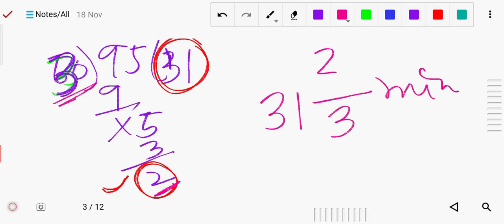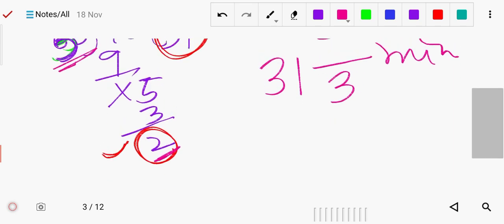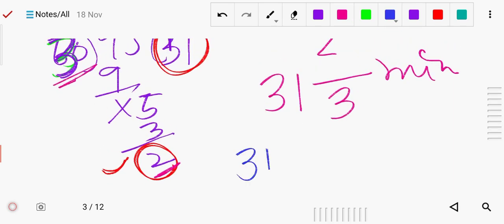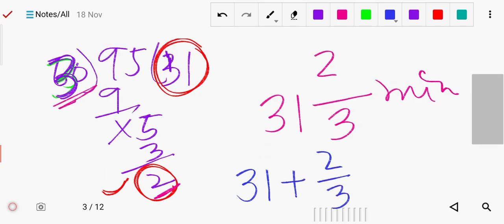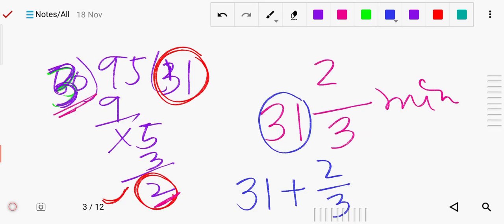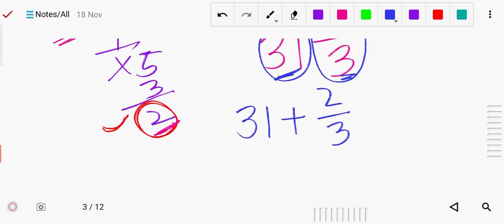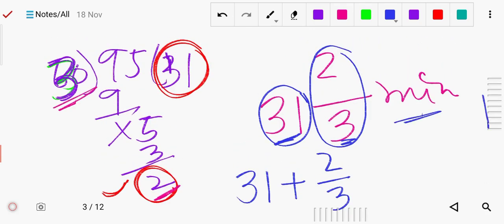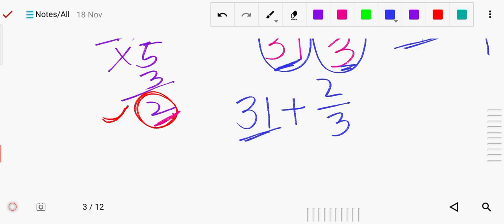Now for the next part you have to do some more calculation. So 31 plus 2 by 3 you can write. Why? Because in the mixed fraction, this is the whole part and this is your fraction part. So the mixed fraction is the combination of both whole part as well as fraction. So you have to write 31 minute and 2 by 3 minutes.